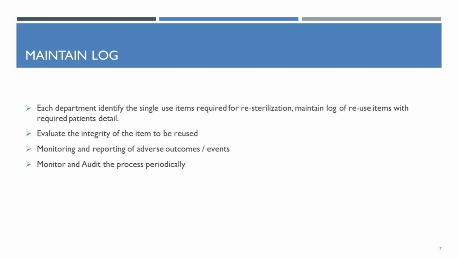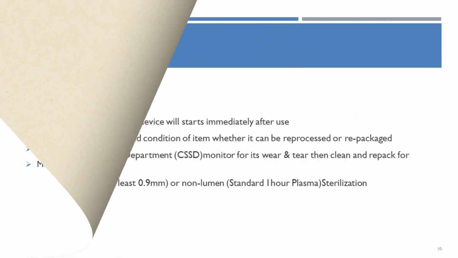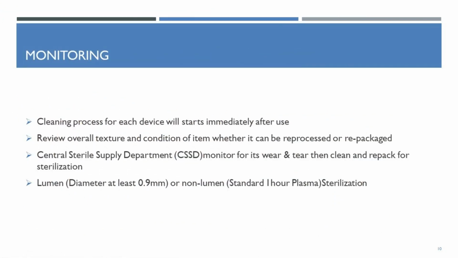Monitoring and reporting of adverse outcomes or any event: if we are using this single-use item and the patient gets an infection and reports again to your organization, your nursing home or any other premises, we must take action and monitor this for the adverse outcome. Monitor and audit the process periodically. In monitoring, first of all, we should know how long we can use these expensive single-use items for another patient.